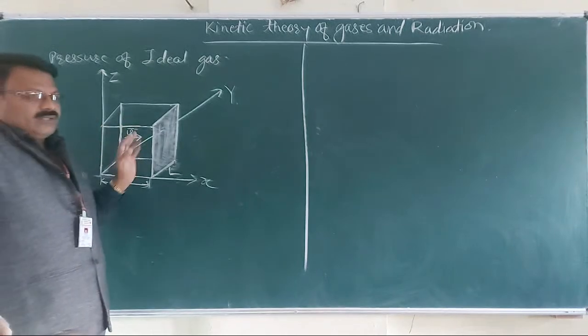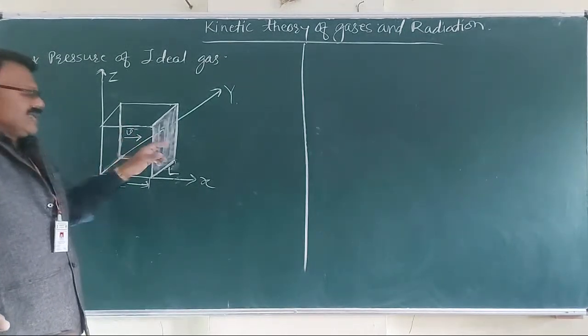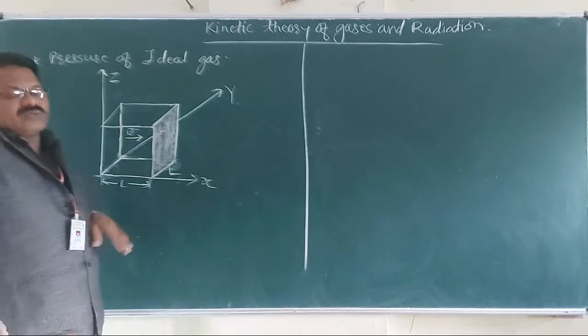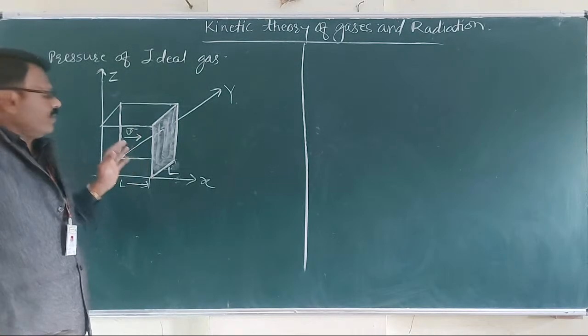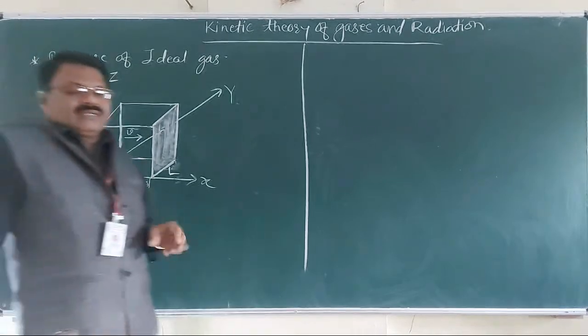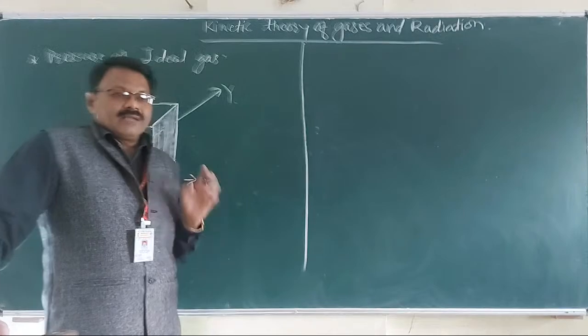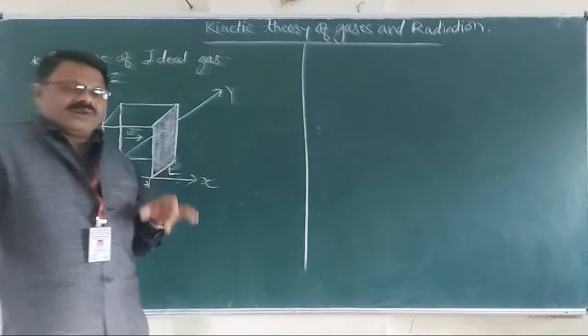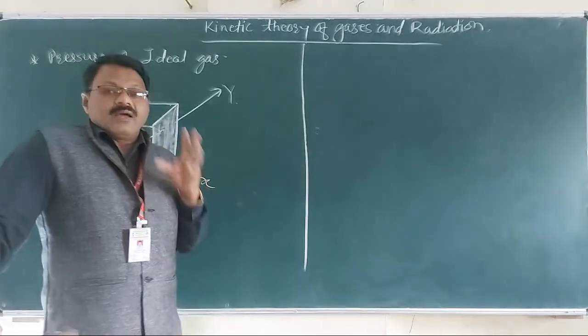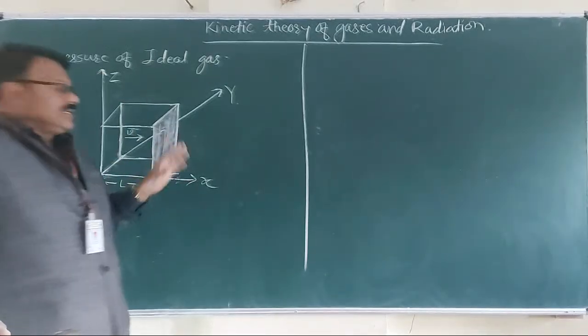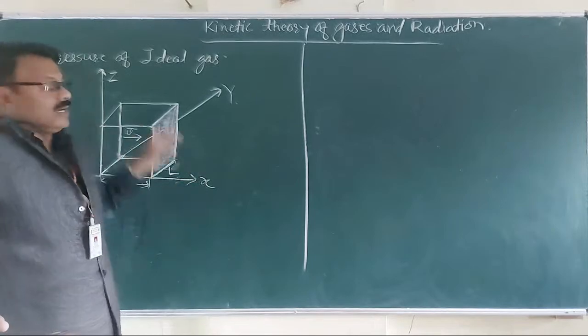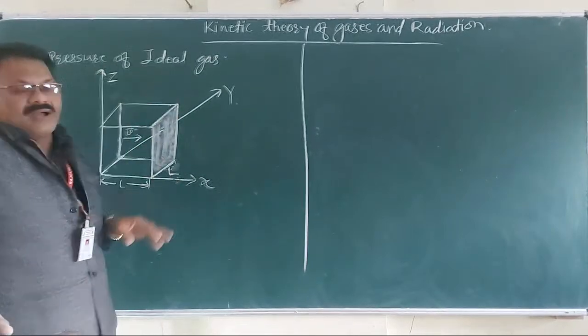Now when it strikes or hits the walls of the container, it exerts pressure on the wall of the container. When we enclose the gas in a container, it exerts pressure on the wall of the container. Now we want to find this pressure which is exerted on the wall of the container, and it is known as the pressure of ideal gas.